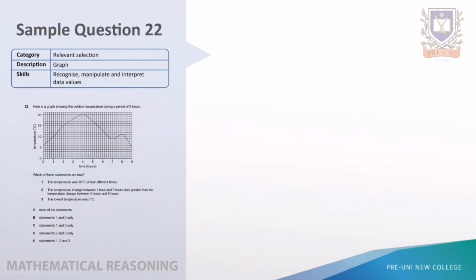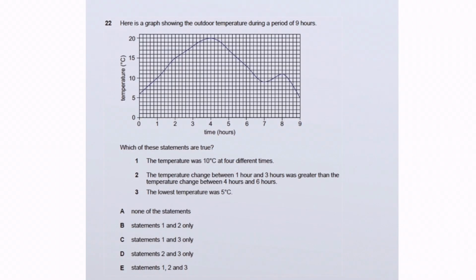So sample question 22, we have the category relevant selection, description graph, skills, recognize, manipulate, and interpret data values. So here is a graph showing the outdoor temperature during a period of 9 hours. Which of these statements are true? 1, the temperature was 10 degrees Celsius at 4 different times. 2, the temperature change between 1 hour and 3 hours was greater than the temperature change between 4 hours and 6 hours. And 3, the lowest temperature was 5 degrees Celsius.